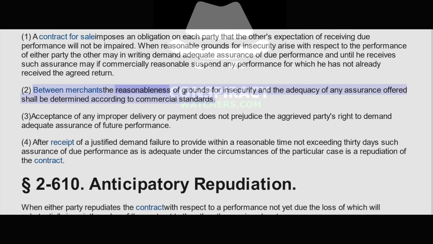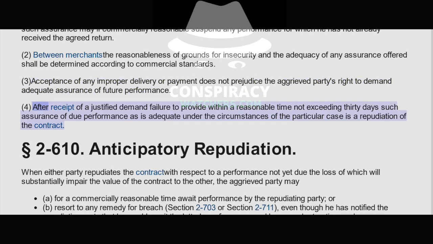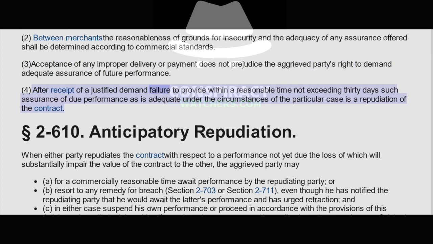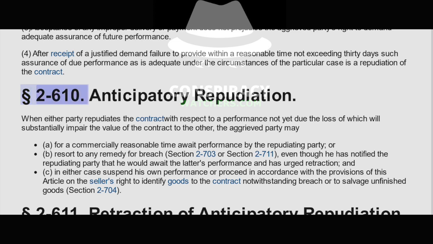Between merchants, the reasonableness of grounds for insecurity and the adequacy of any assurance offered shall be determined according to commercial standards. Acceptance of any improper delivery or payment does not prejudice the aggrieved party's right to demand adequate assurance of future performance. After receipt of a justified demand, failure to provide within a reasonable time not exceeding 30 days such assurance of due performance as is adequate under the circumstances of the particular case is a repudiation of the contract. Section 2-610.